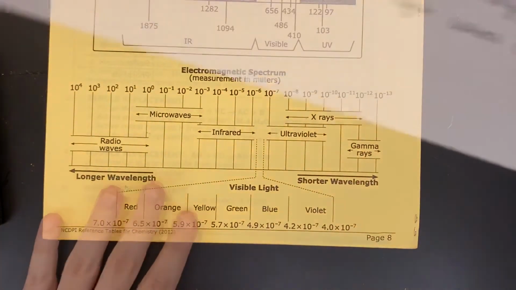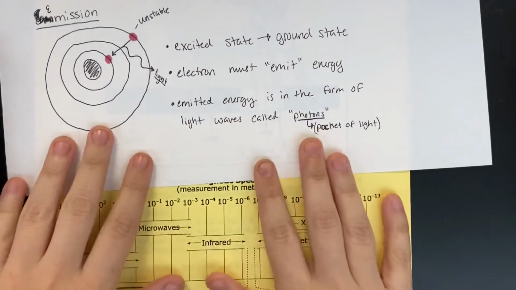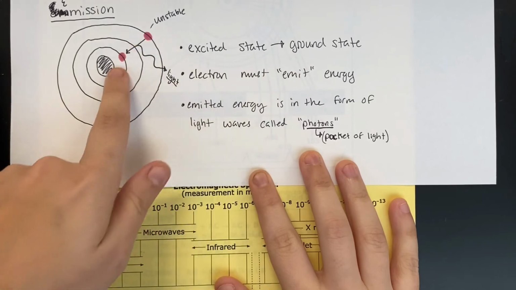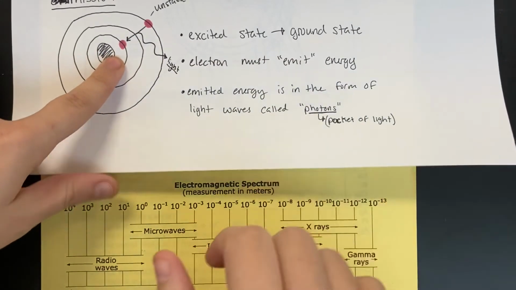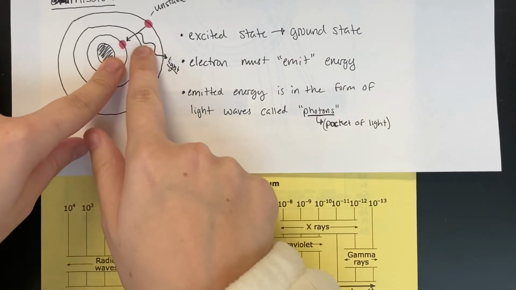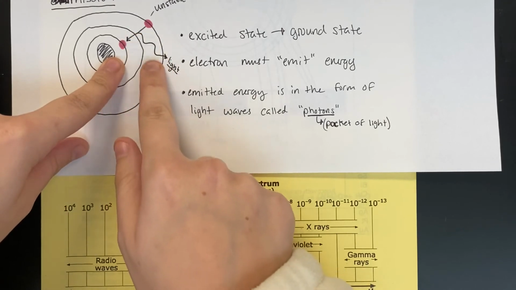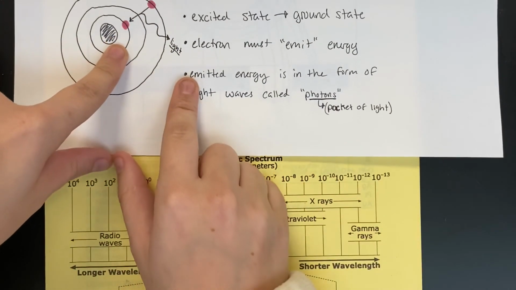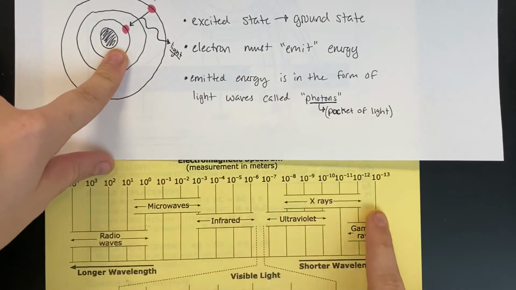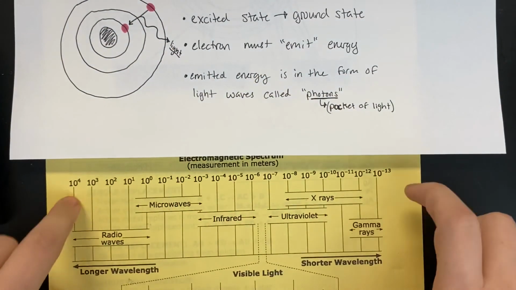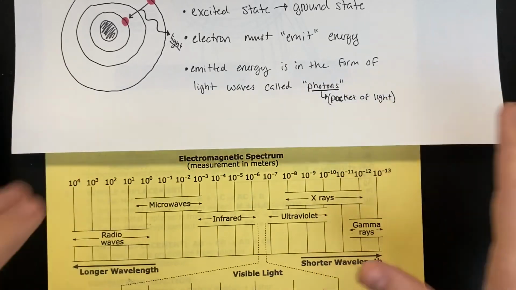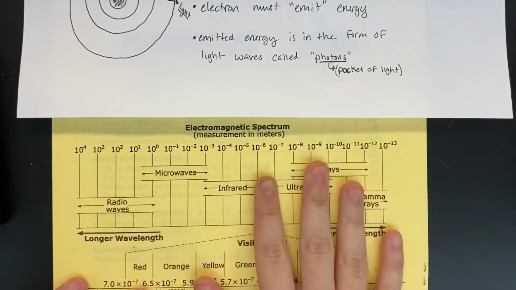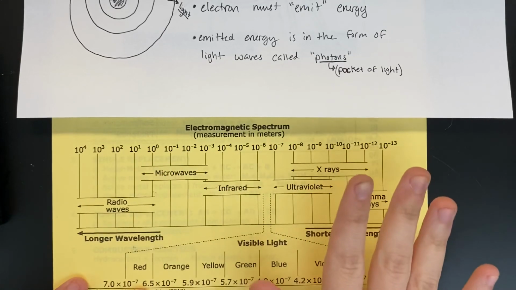So when an electron is in the excited state and it jumps back down to the ground state, it's going to emit a kind of wave, and the length and size of the wave depends on the amount of energy that was emitted. And what we're going to do is learn how to find that on this spectrum. Make sure you watch the next video that explains a little bit more about what the electromagnetic spectrum really is.